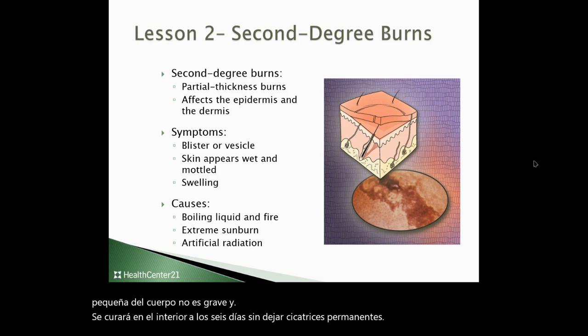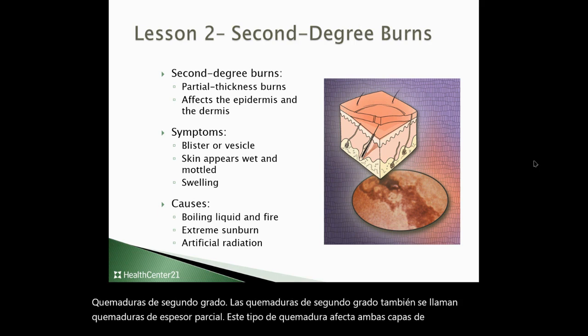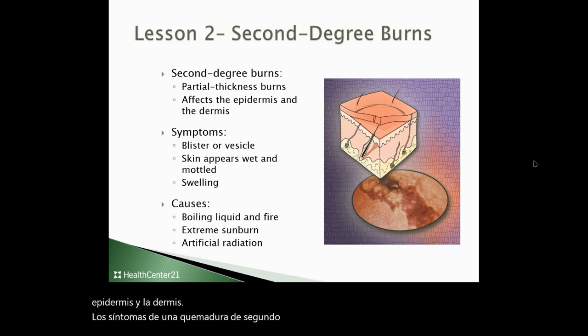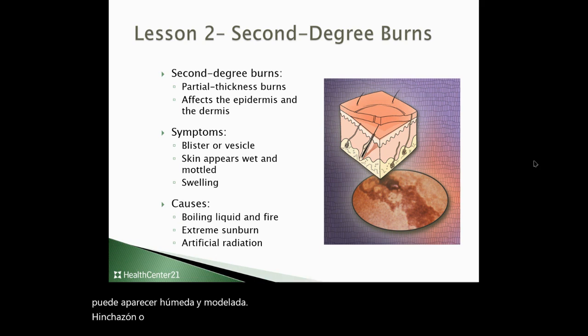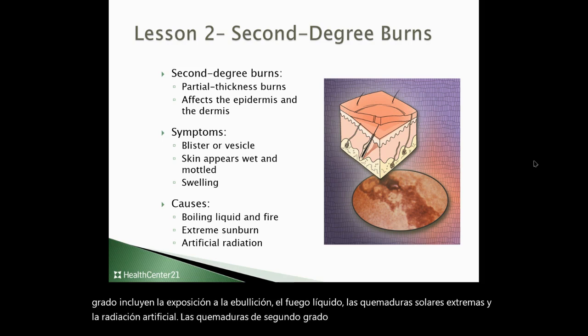Second-degree burns. Second-degree burns are also called partial thickness burns. This type of burn affects both layers of skin, the epidermis and the dermis. Symptoms of a second-degree burn include a blister or vesicle. Skin may appear wet and mottled. Swelling or edema likely occurs. Causes of second-degree burns include exposure to boiling liquid, fire, extreme sunburn, and artificial radiation. Second-degree burns are very painful and may take 3 to 4 weeks to heal.